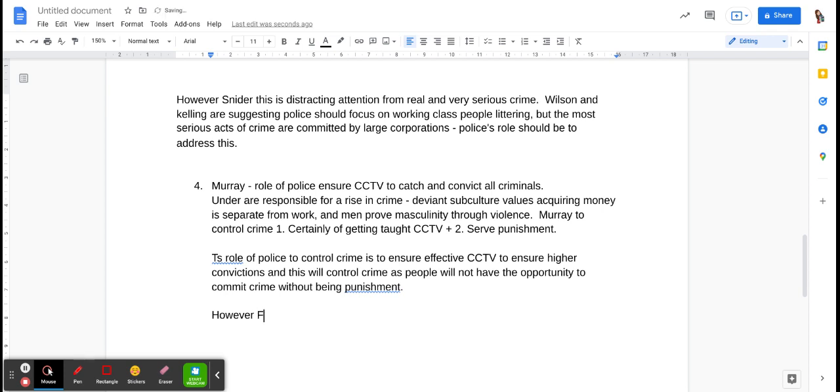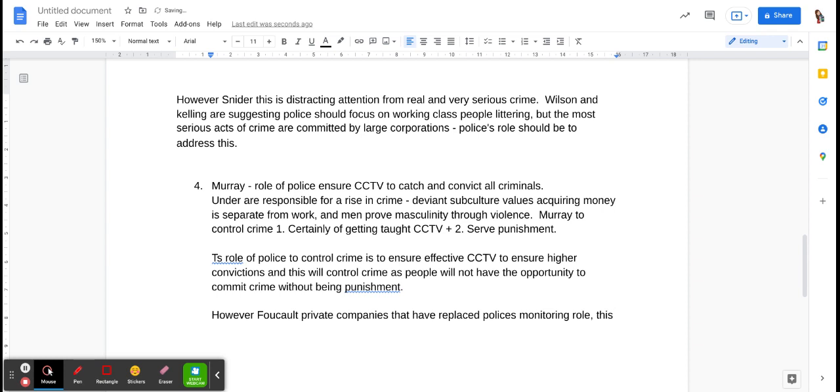However, I went to postmodernism. For Foucault, it is private companies. It's now private companies that have replaced the police's monitoring role.